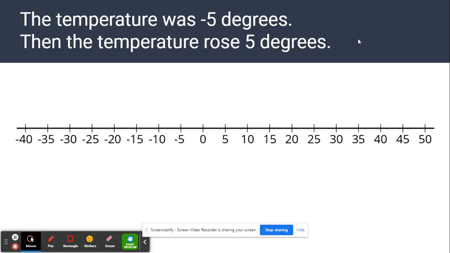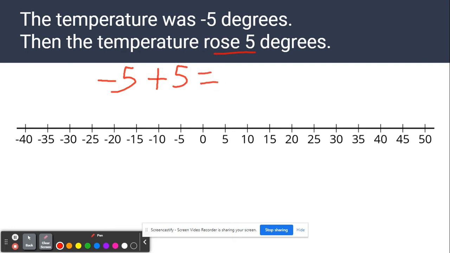So let's do a review from yesterday's lesson. The temperature was -5. Then the temperature rose 5 degrees. Well, rose is the past tense of rise. If something rises, we know it gets bigger. Okay, so if it gets bigger, we know it's going to be a positive number. So it's an adding problem. I'm going to add a positive number if it gets bigger. So -5, it rose 5 degrees.